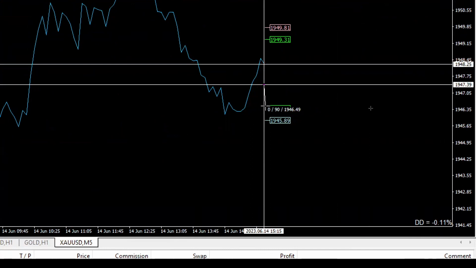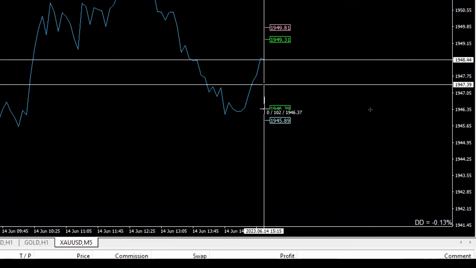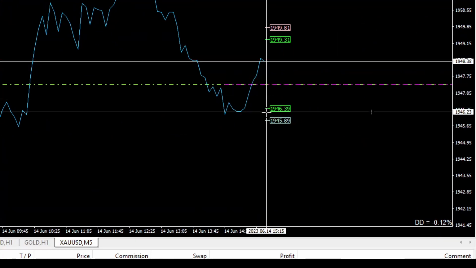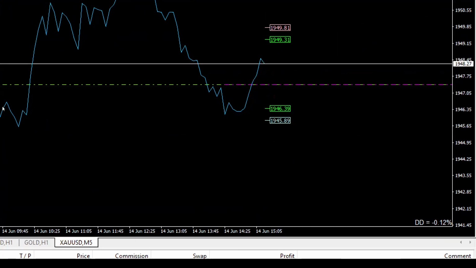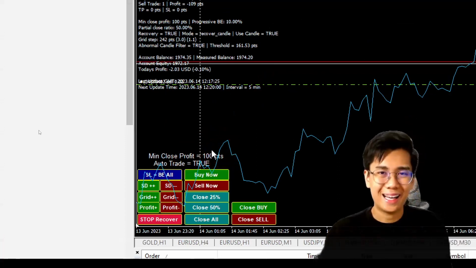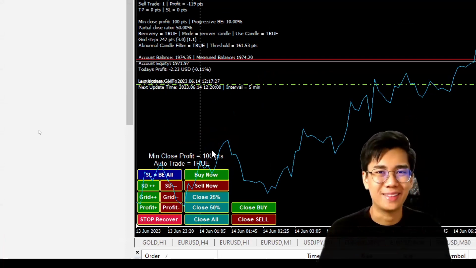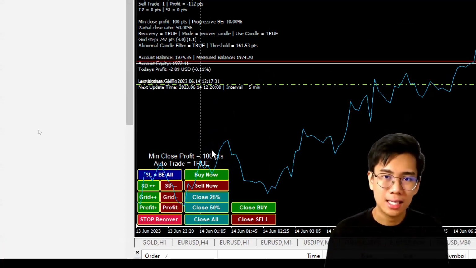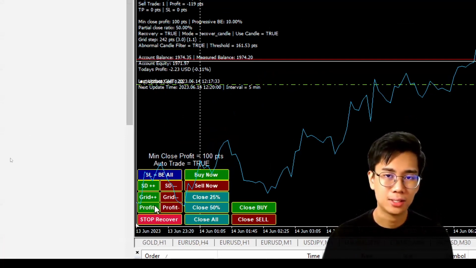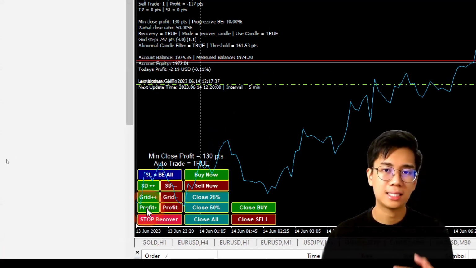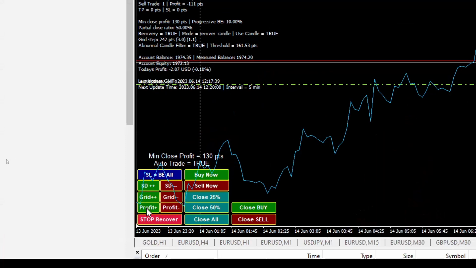This light green is about 100 points. That means the minimum profit that it will wait for is about 100 points. So before 100 points, it will not do anything. But you do know that for the gold market, 100 points is too little profit already. It needs to be an even larger profit. Hence, what I would say is that you can use this profit plus, minus. Plus plus means I would like to take more profit.